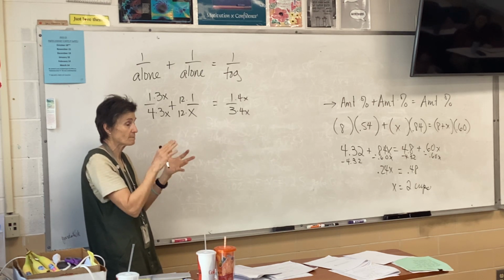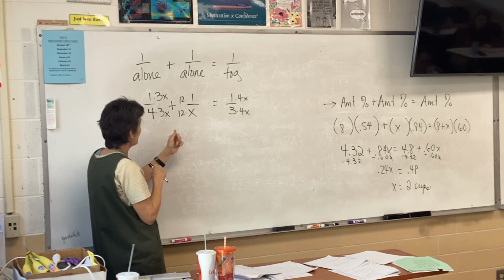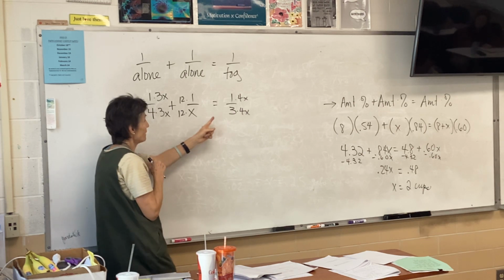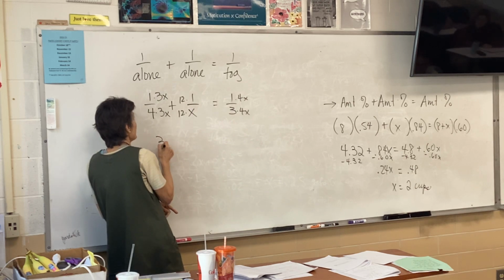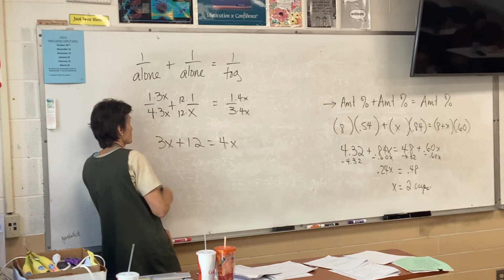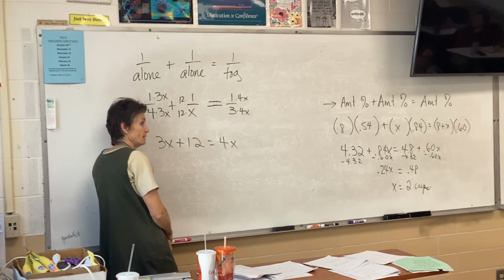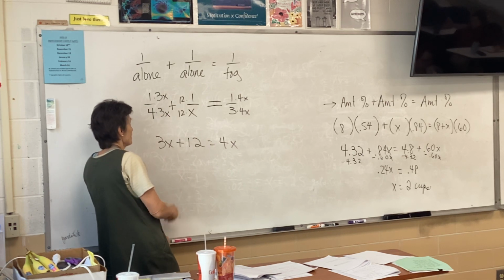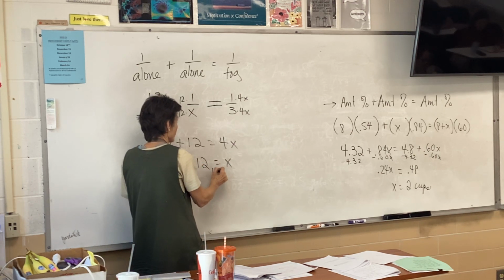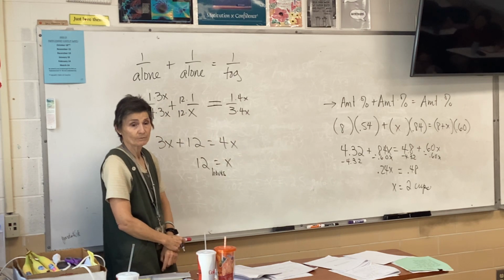Times, multiply. 3 times 4 times x. So this one had a 4, so I gave it a 3 and an x. This one had an x, so I gave it a 3 and a 4 times 12. And this one had a 3. All right, so 3x plus 12 equals 4x, because once the denominators are the same in an equals problem, I can drop them. So 3x plus 12 equals 4x. So it looks like x equals 12 hours.